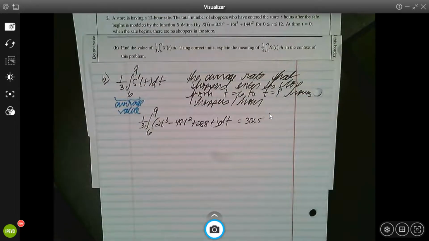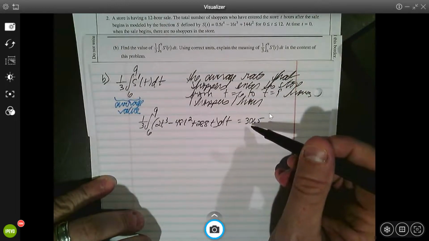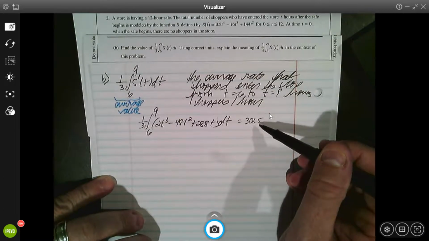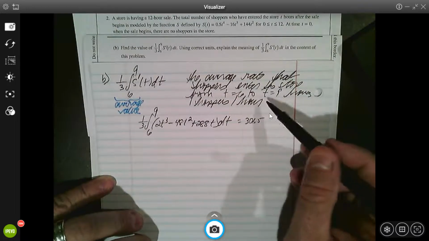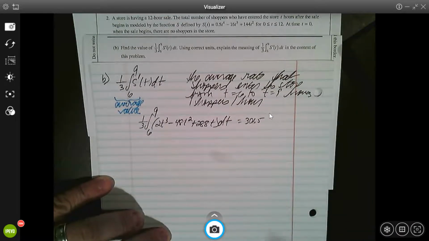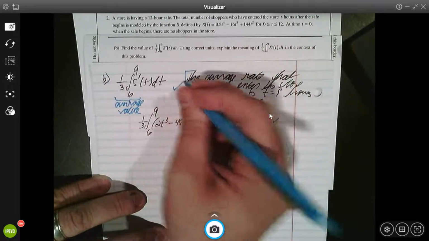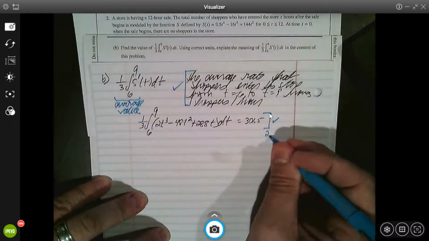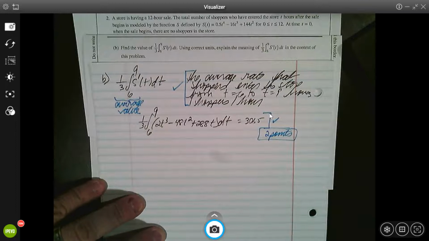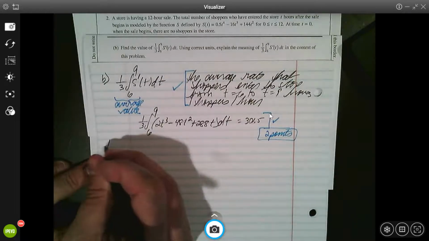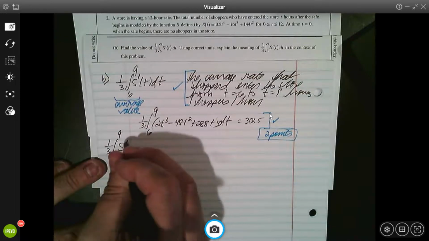So your final answer is 301.5, and we know the meaning is that that's 301.5. That's the average rate that shoppers enter the store from t equals 6 to t equals 9 hours. They awarded 1 point for coming up with the numerical value and 1 point for the explanation, for a grand total of 2 points.